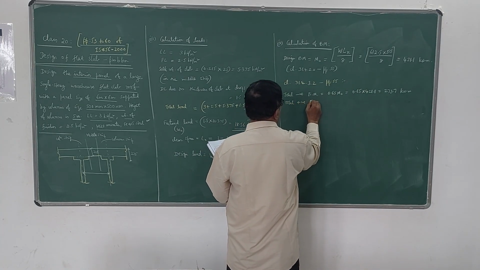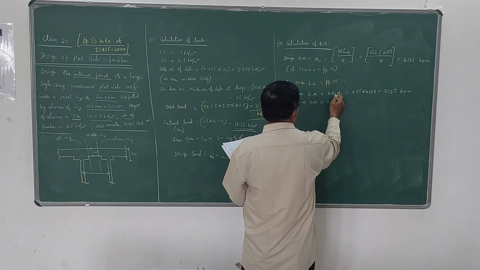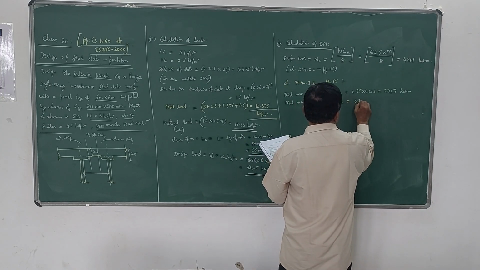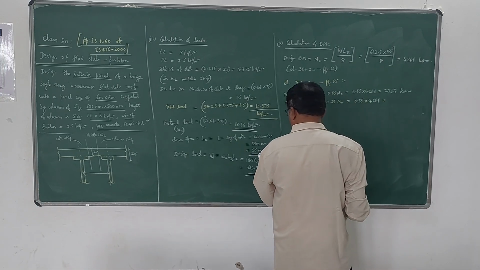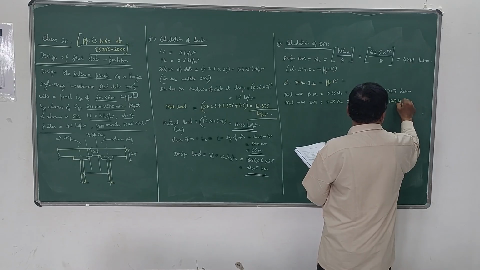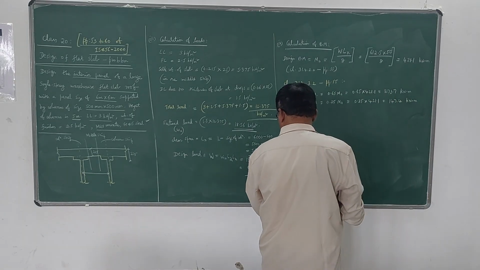The remaining bending moment is the positive bending moment. The total positive bending moment is 35% of M naught, as this is 65% and this is 35%. So 0.35 into 421.1 comes out to be 147.4 kilonewton meter. So we have to design the reinforcement.